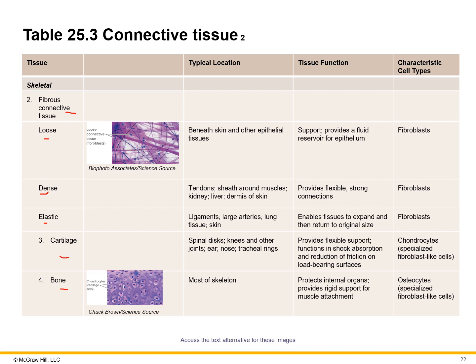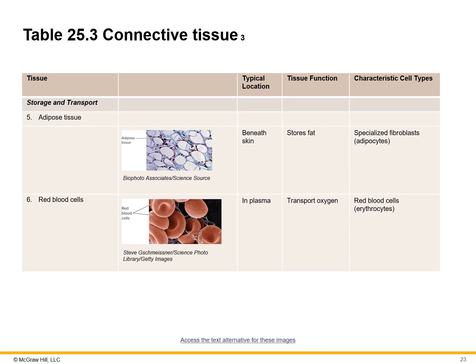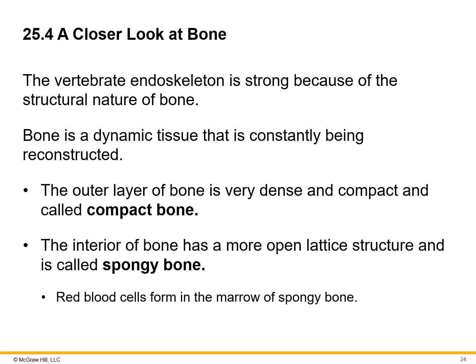So again, just a nice little table here to kind of put it all together so that you can see all the different types. And then ending with our storage and transport, so that adipose tissue to store fat and our erythrocytes to transport oxygen and carbon dioxide. All right, so if we look just a little bit more at the bone, because that's not one of the systems we'll come back to.